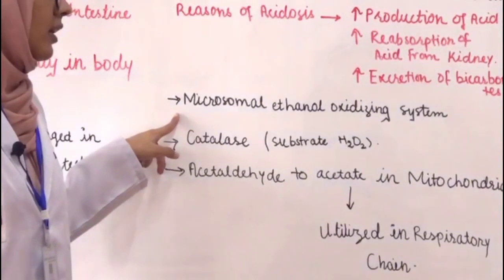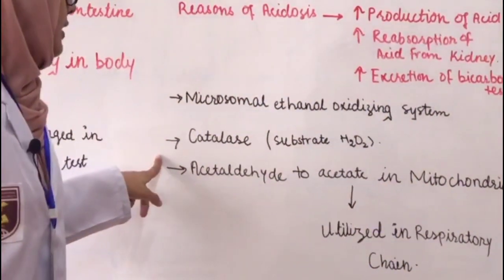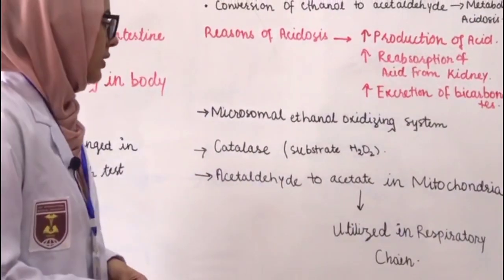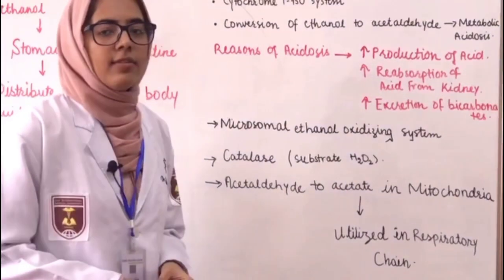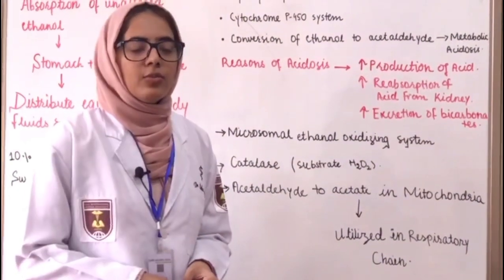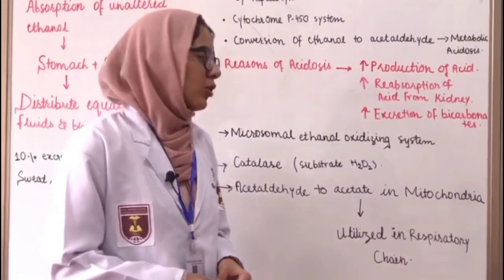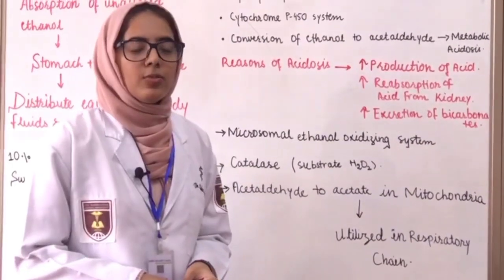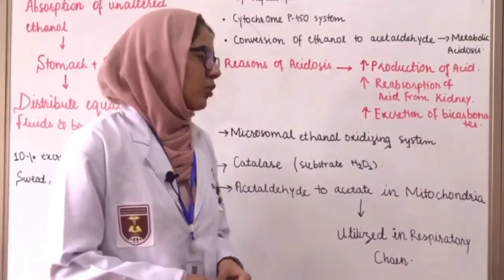The next enzyme is the microsomal ethanol oxidizing system, which is active when there is an increased amount of alcohol in the blood. The next enzyme is catalase. It uses the substrate hydrogen peroxide. When it is active, there is 5% or less than 5% alcohol in blood.